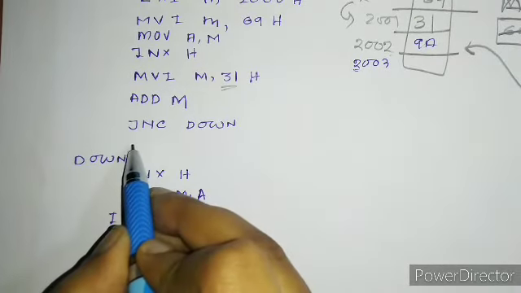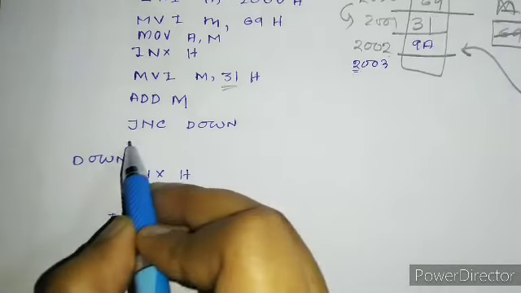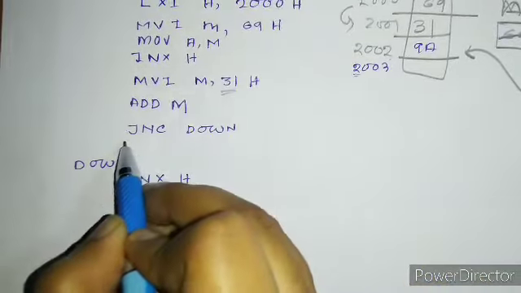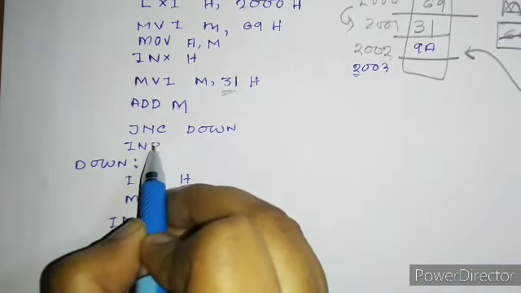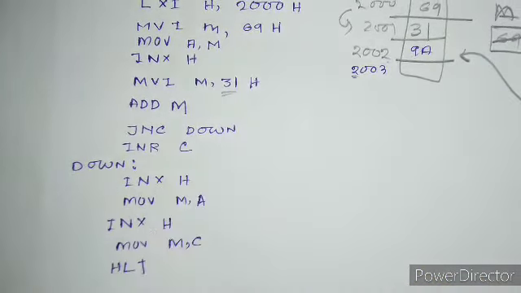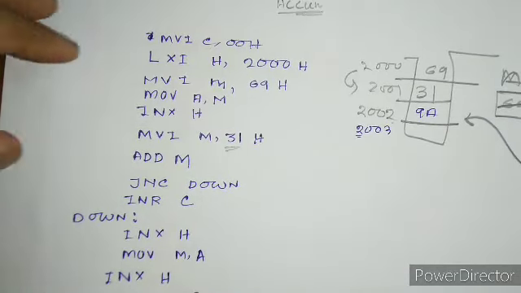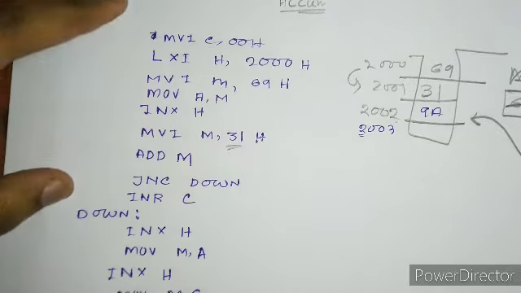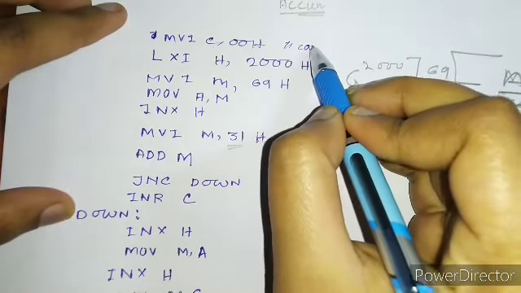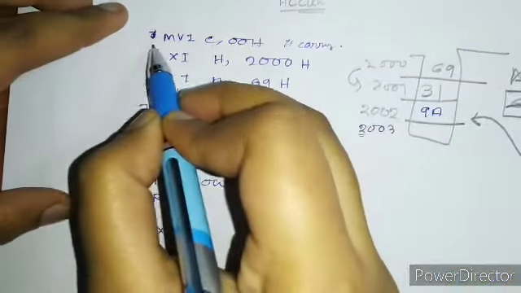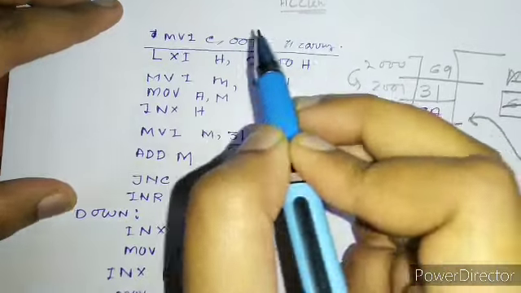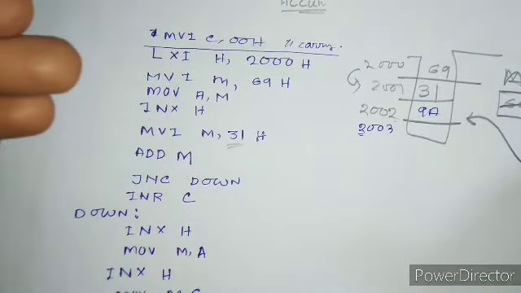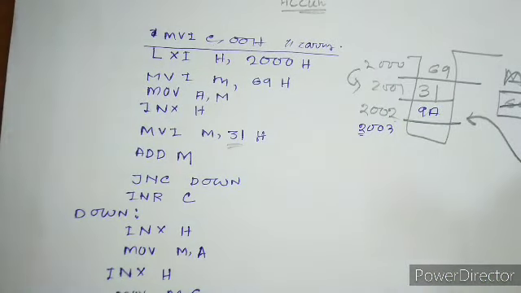And here what I have to do? If carry generates, then INR C. Okay, let's have a quick review. First, initialize this register for carry. This is not what I'm focusing on right now. My focus now is how we can use memory for programming.